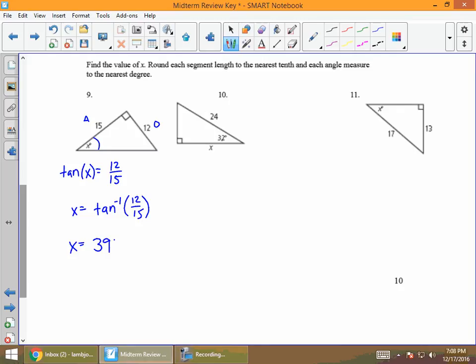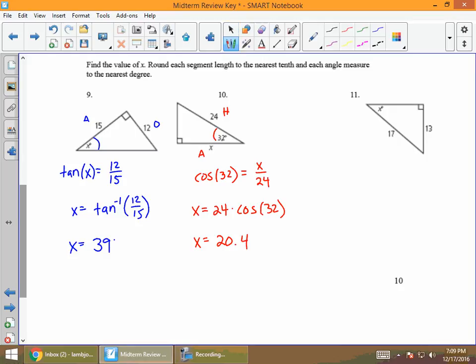Question number 10 gives me an angle measure of 32 degrees. X is adjacent, 24 is hypotenuse. So I'm going to use cosine. So the cosine of the angle, the cosine of 32, is equal to the adjacent side x over the hypotenuse 24. Multiply both sides by 24, so x equals 24 times the cosine of 32. That's what gets typed into my calculator. 24 times the cosine of 32 degrees is 20.35, so 20.4 units long. That's rounded to the nearest tenth.